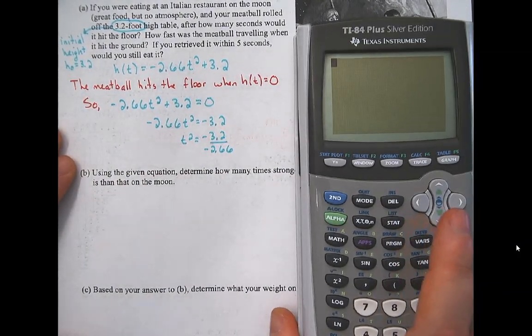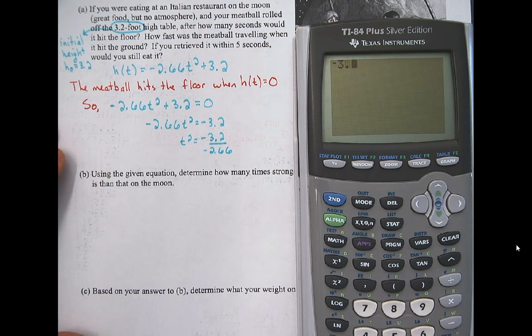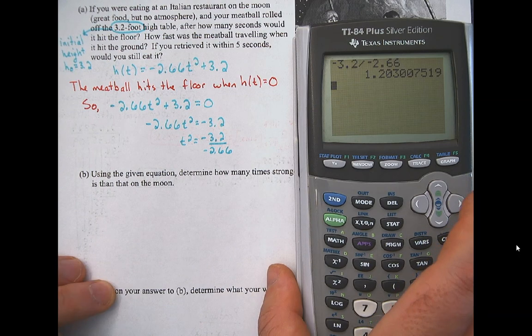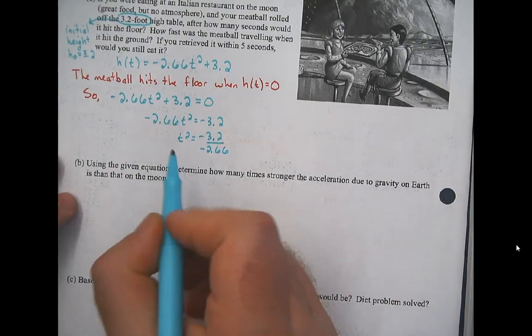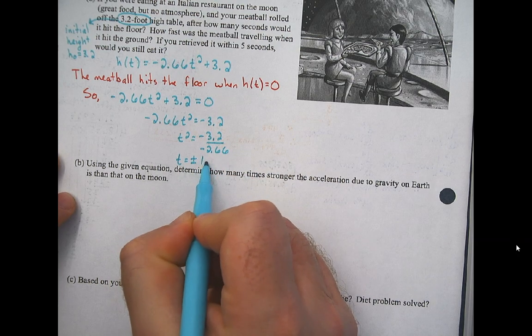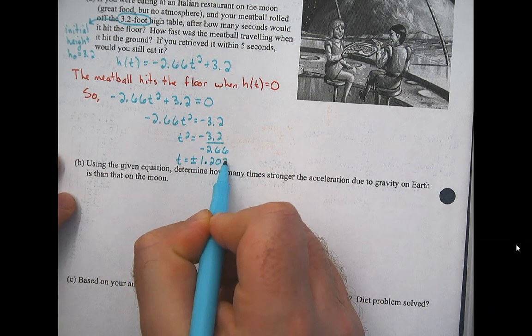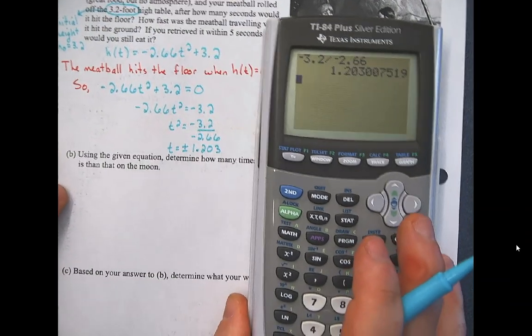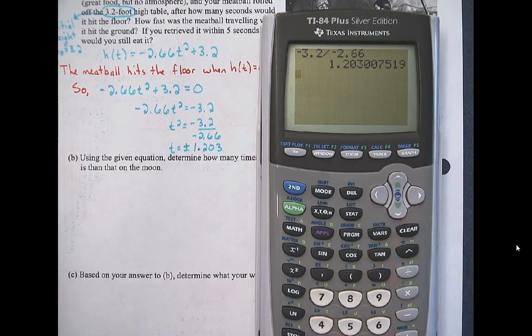All right, so I'm going to show you a trick. I'm going to do negative 3.2 divided by negative 2.66. We get this crazy decimal. So I get that t is equal to plus or minus 1.203. Remember, we truncate in AP Calculus, which means after the third decimal point, you just chop it off. Now, one of those won't make any sense because it's negative, so that's not part of our answer.